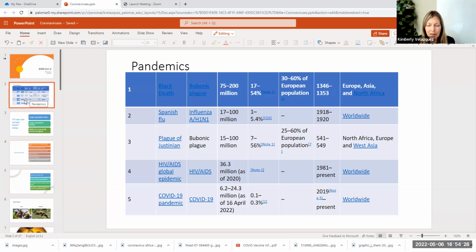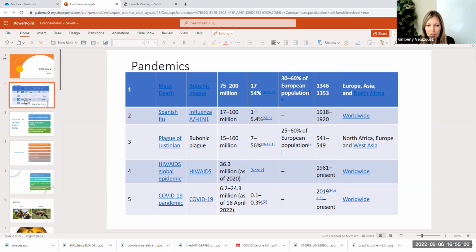Another bubonic plague in the 500s ranks number 3, and then number 4 is HIV. I do have a separate lecture video on HIV, but it's really important to realize it is still a global pandemic of huge proportions, especially in sub-Saharan Africa. We don't have real data on any of these pandemics. Even with COVID-19, we don't know really how many people have died, but it's guessed that at least 36.3 million people as of 2020 had died from HIV.